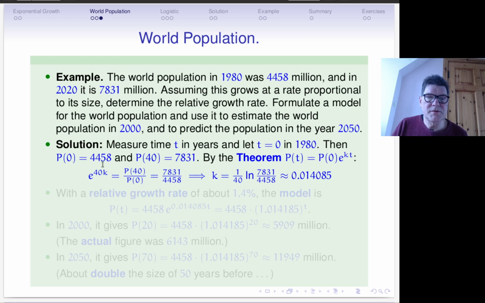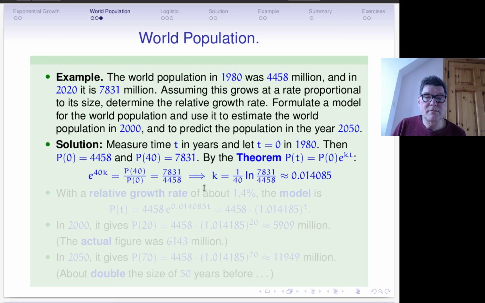P of 0, that's the A constant, and so we know that the population as a function of time has the form P of 0 times e to the kt. We need to determine the k here. Remember we're measuring population in millions, so that's to be kept in mind. Still, substituting the values we have, with t equal to 40, that is e to the 40k, this value is P of 40 divided by P of 0, the 7,831 divided by 4,458.